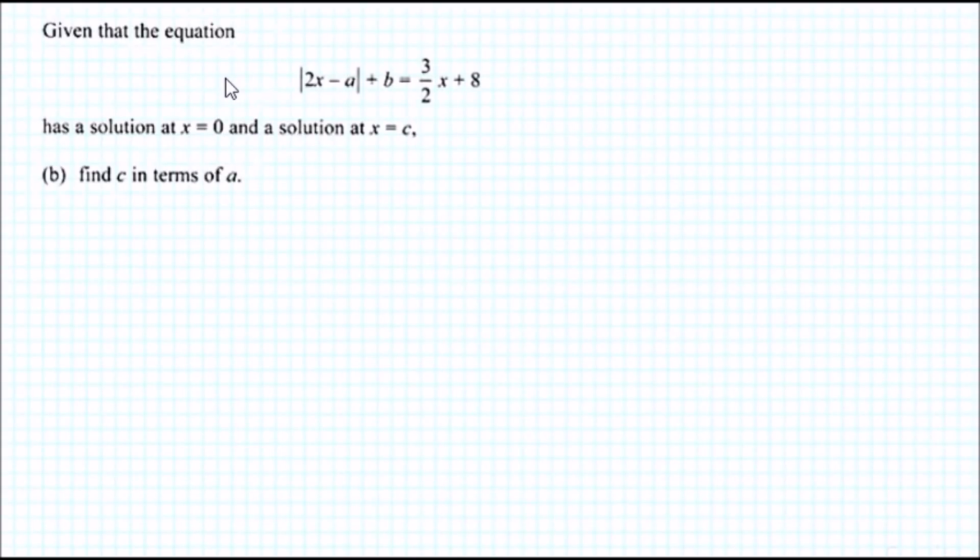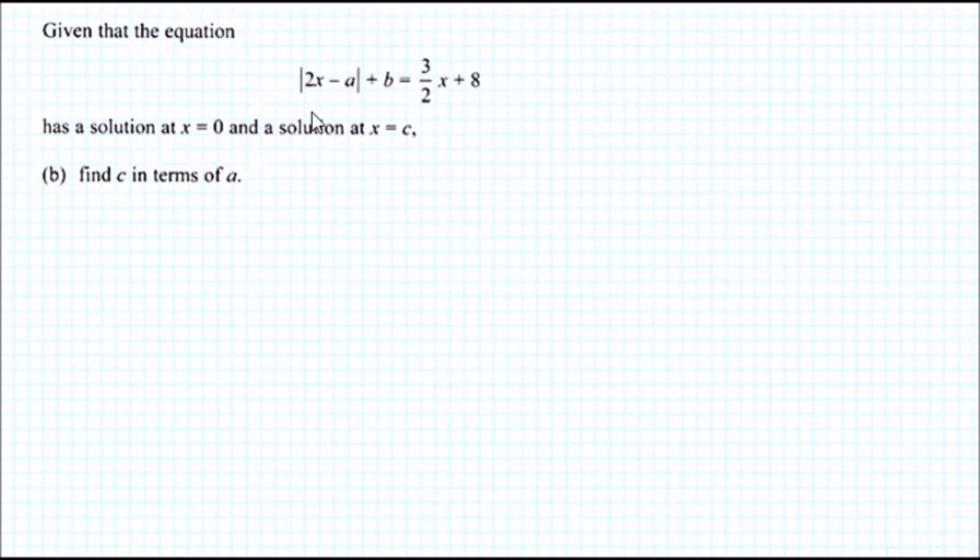So given that the equation is now extended to this one, we have the absolute value of 2x minus a, plus b, equals 3 over 2x plus 8. And we know that this has a solution at the points x equals 0 and x equals c. So here they just want us to find c in terms of a.